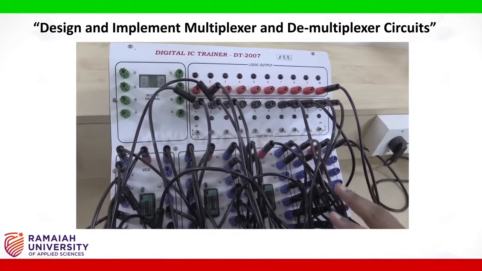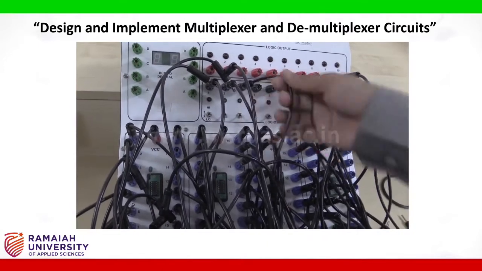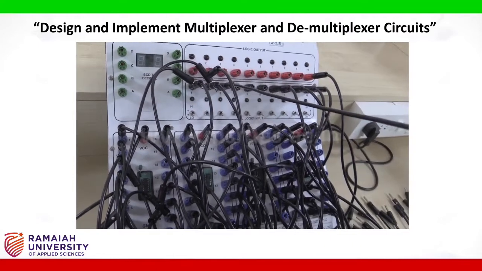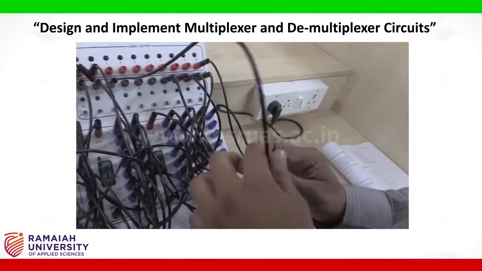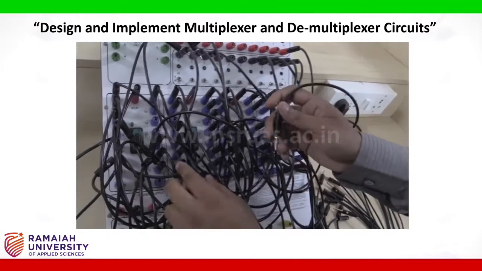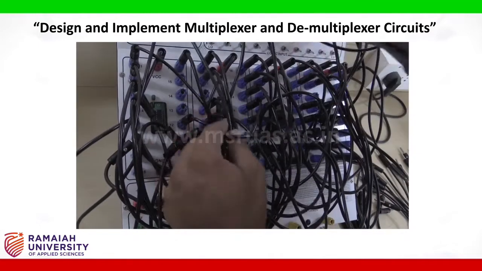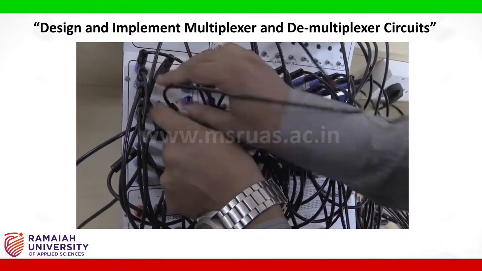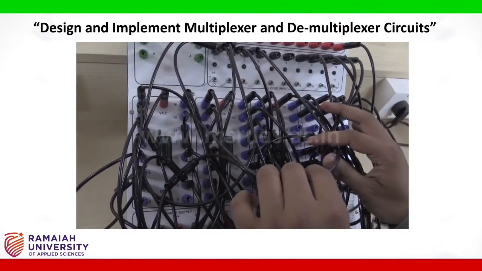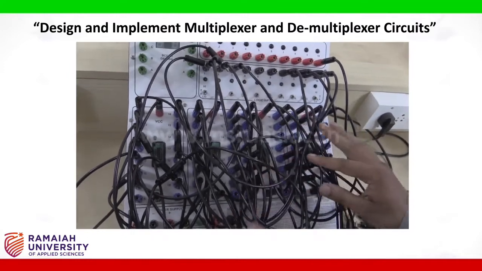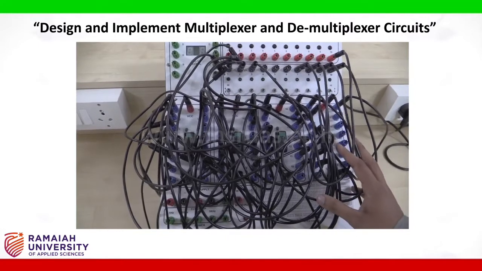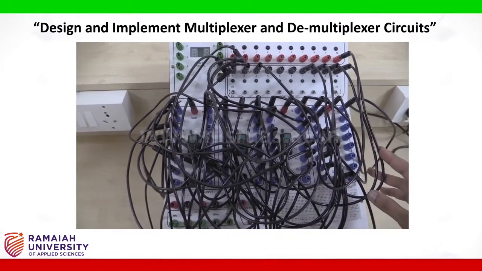So now enable, I have to connect to the pin number 9 and 10, which is shorted already. So pin number 9 and 10 are here, which is shorted already here. So therefore I have connected here. So now enable is connected. So this completes the circuit connections. So now let us verify the truth table of the 4:1 multiplexer using NAND gates.